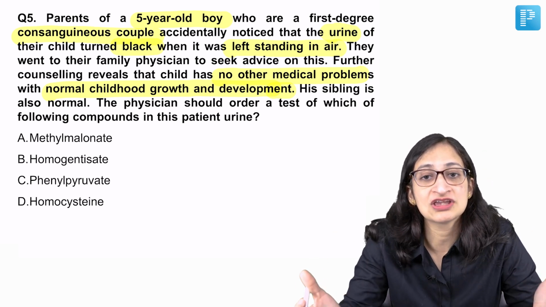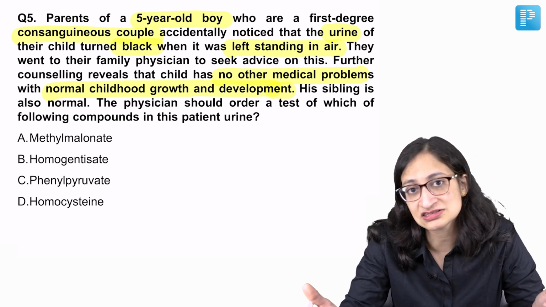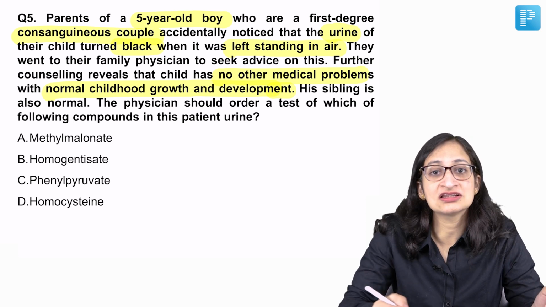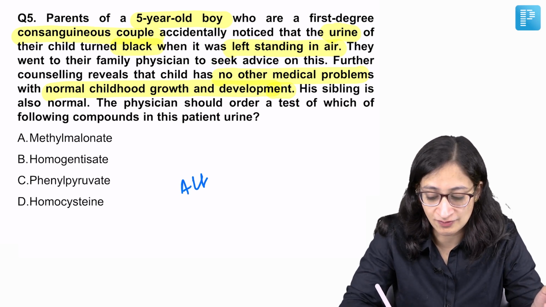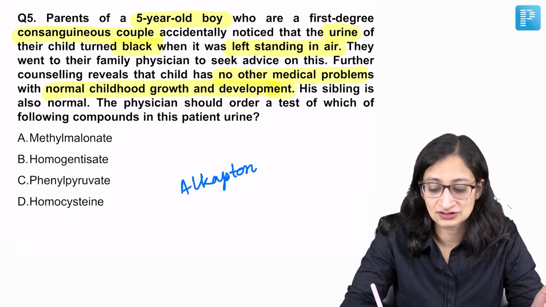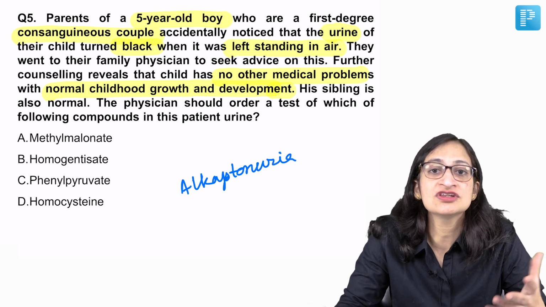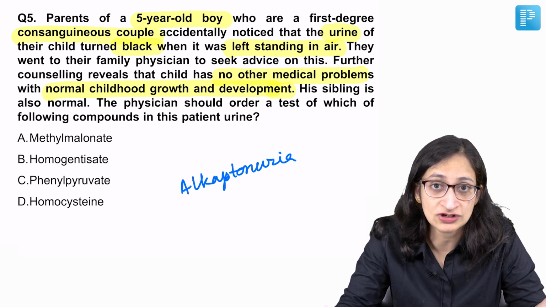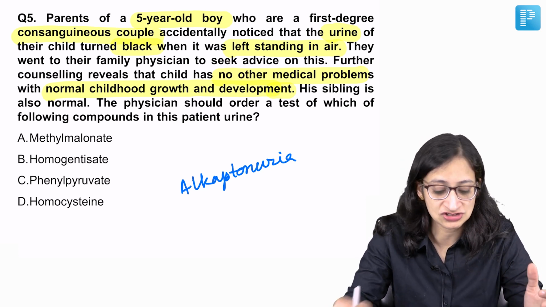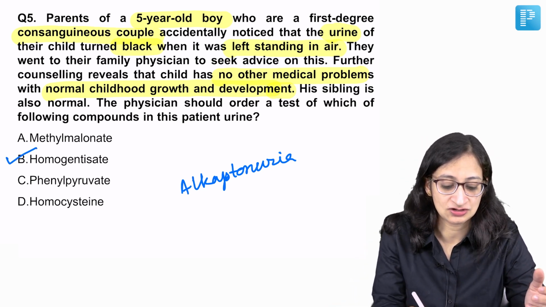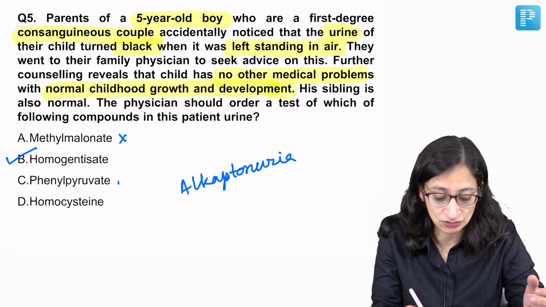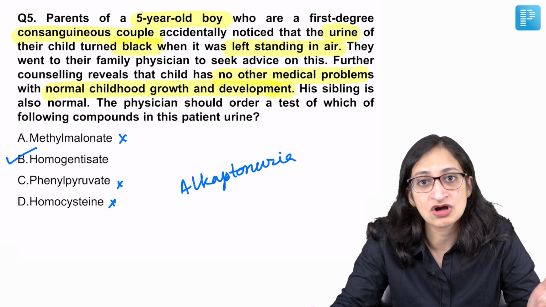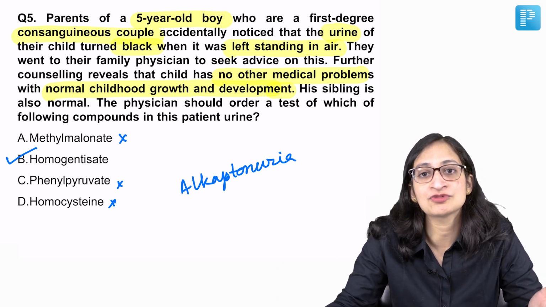I'm sure by now you've guessed the diagnosis. Yes? Come on. Very right. The diagnosis is Alkaptonuria, right? Where you have deficiency of homogentisic acid oxidase, and the substance that will accumulate in the blood and urine of this child is homogentisate, not methylmalonate or phenylpyruvate or homocysteine. So Dr. Smily will be discussing more about the biochemical basis of Alkaptonuria.